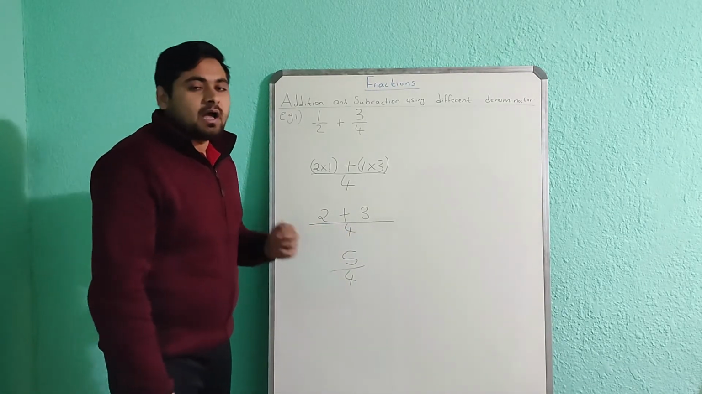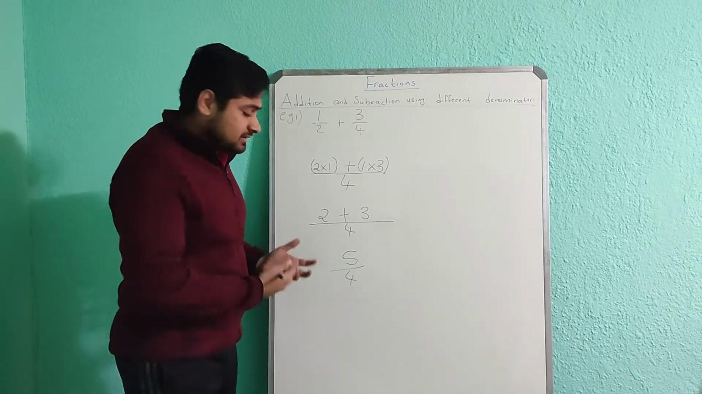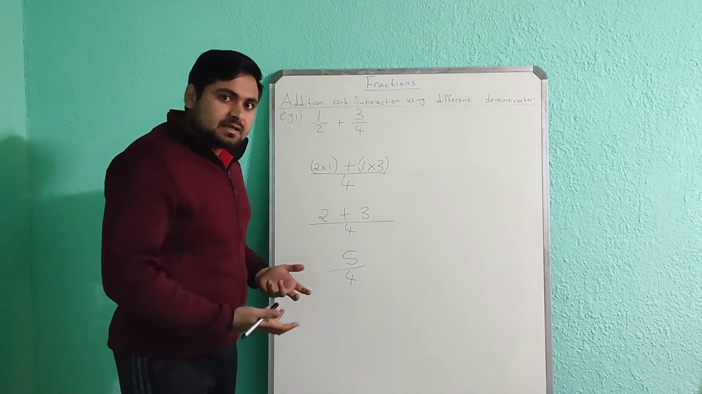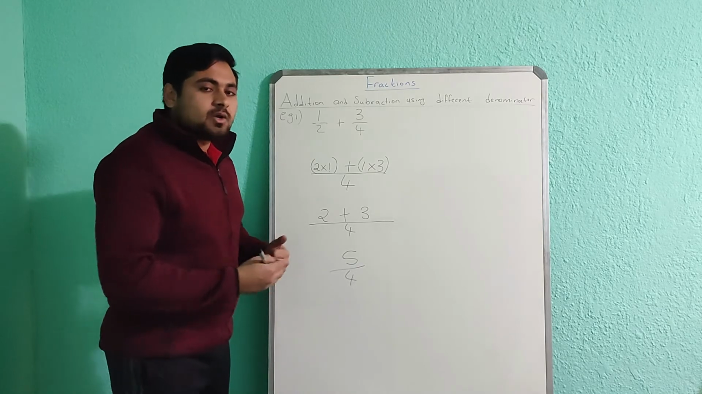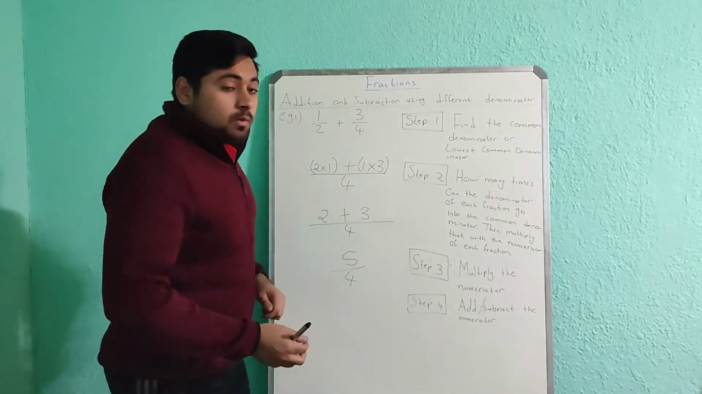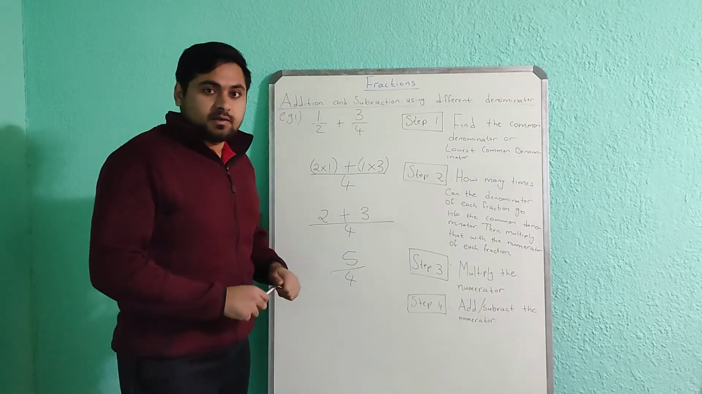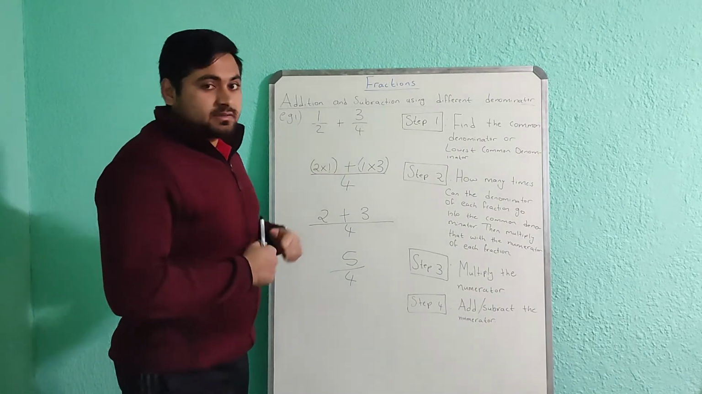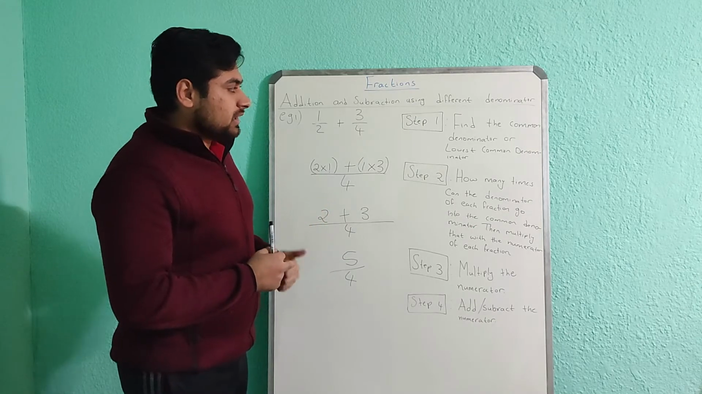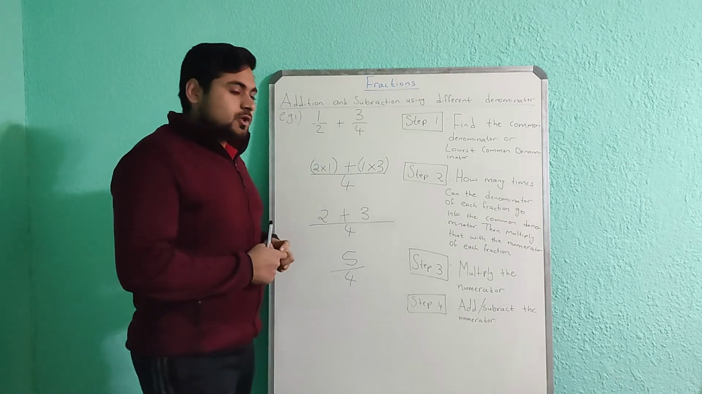That is our answer. Now let's look at this in steps and see what steps we need to perform in order to get this answer. So now let's look at a step-by-step understanding of this. Okay? So what did step 1 say? Find the common denominator or the lowest common denominator.